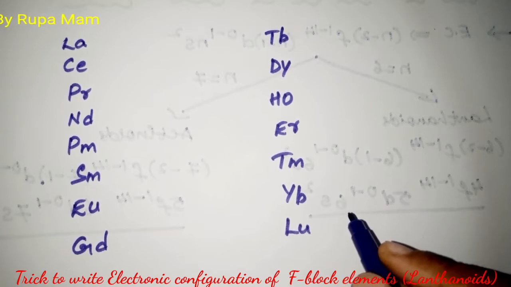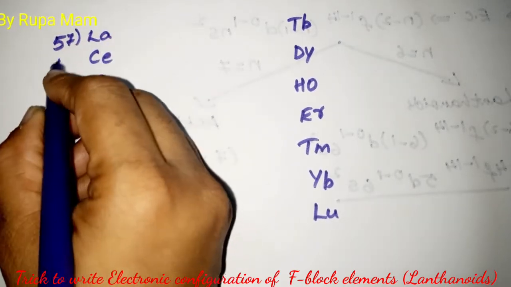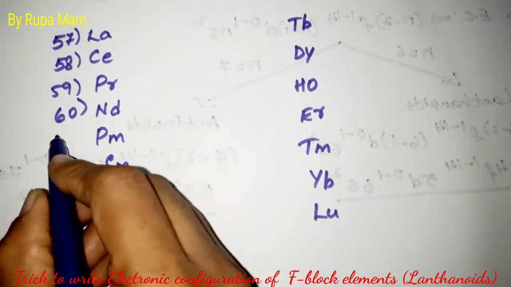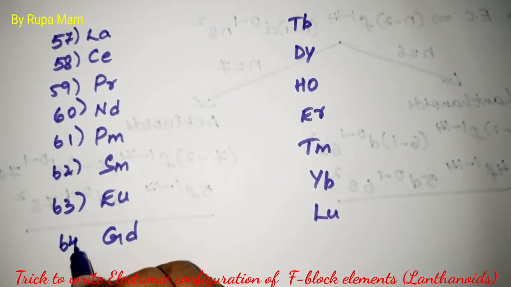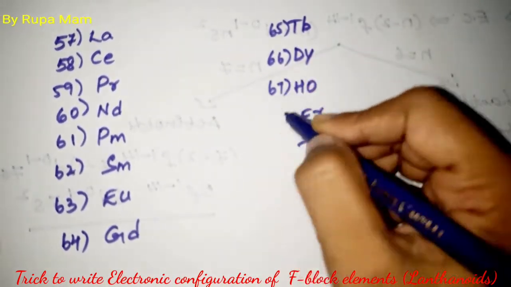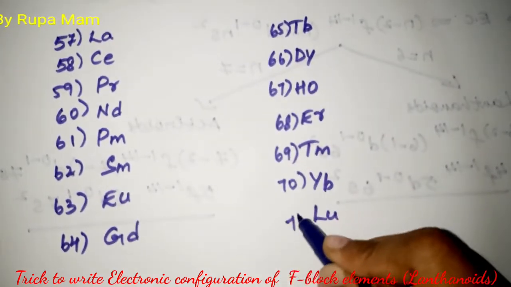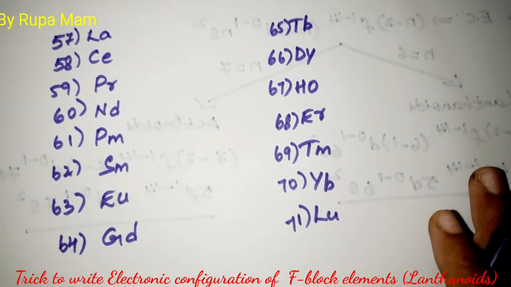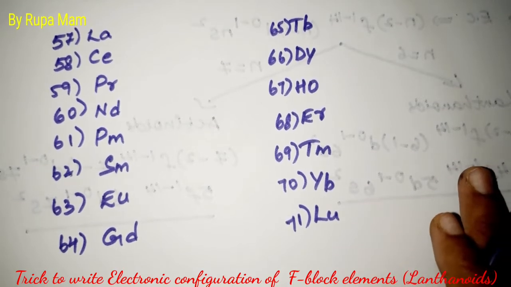What is the atomic number for these? It starts with 57, 58, from 57 to 71. First write these elements and their atomic numbers, then it is very easy to write the electronic configuration of the lanthanides. From lanthanum, Z equal to 57, up to lutetium, Z equal to 71, these elements are called lanthanides.